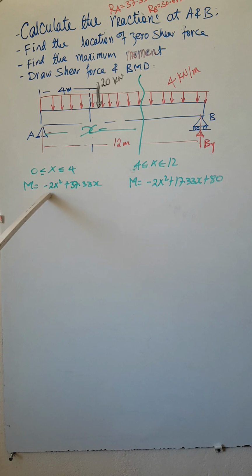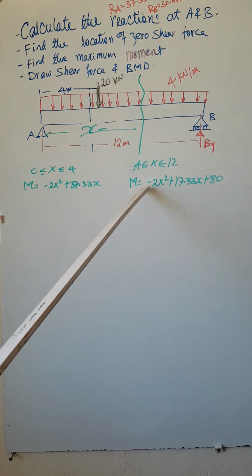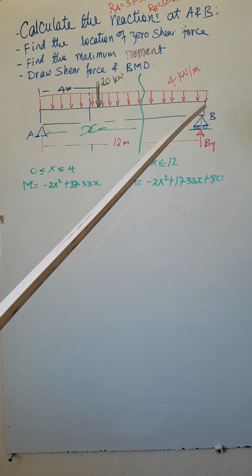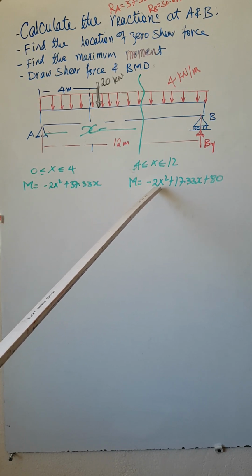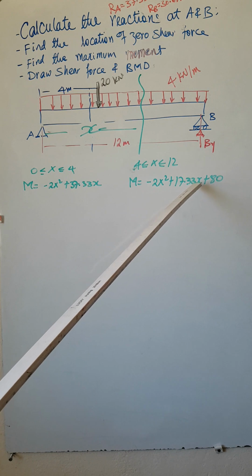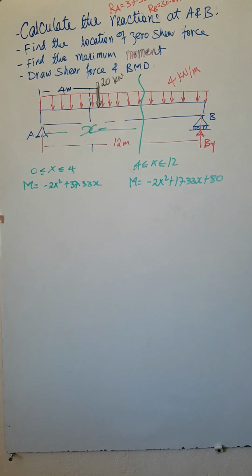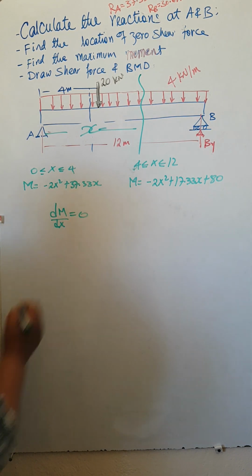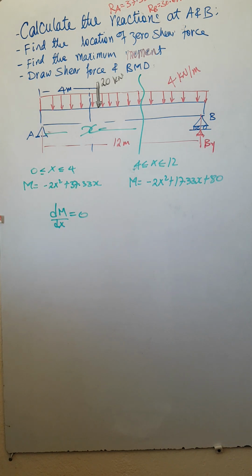meters, the formula is negative 2x squared plus 37.33x. Between 4 and 12, moment is equal to negative 2x squared plus 17.33x plus 80. So we want the maximum moment where the shear force is zero. How do we find this point? The derivative of moment with respect to x, dM/dx, is equal to 0. We can differentiate both of these.